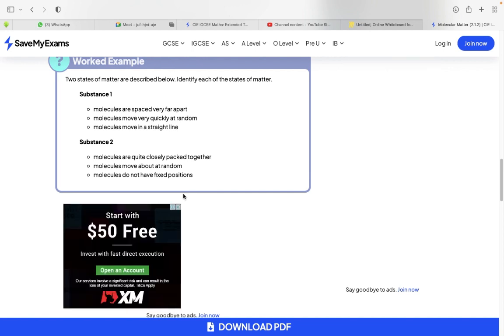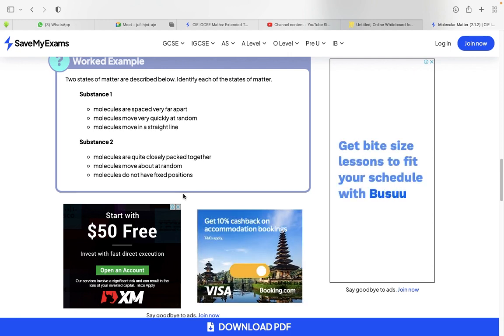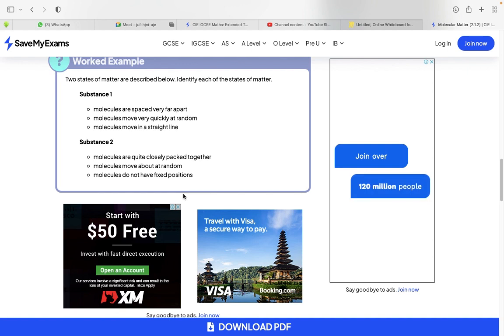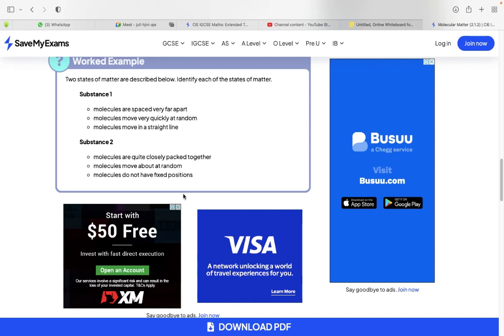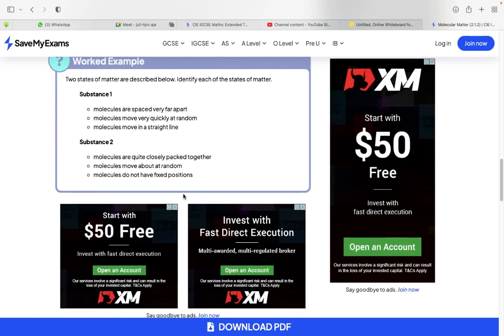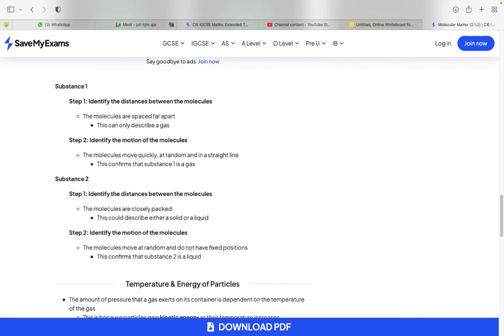Substance 2 is gas? Look at it again. They said it in a way to confuse, especially the second point. Wait, then substance 1 is gas? Yeah. So what's substance 2? A liquid? Yeah, correct. Substance 1 is gas, because this can only describe gas. This confirms that substance 1 is gas, and substance 2 is liquid. Okay, so they've answered that.